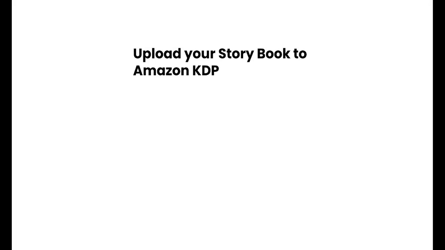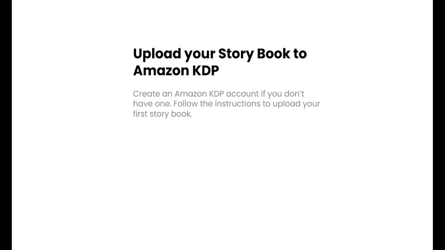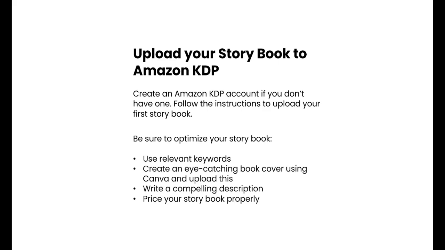Now, a couple of points to finish with in this video. The first is about uploading your storybook to Amazon KDP. You can create a free Amazon KDP account if you don't have one. And then you can follow the instructions to upload your first storybook. Now, you want to be sure that you optimize your storybook by using relevant keywords, creating an eye-catching book cover using Canva, and you must upload this too. Write a compelling description so people will buy the book, and price your storybook accordingly.